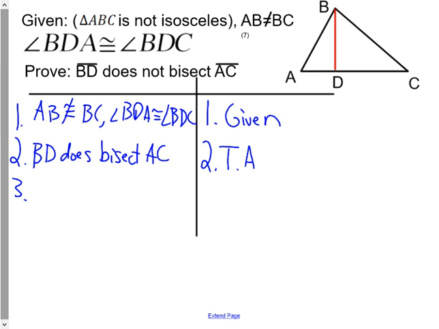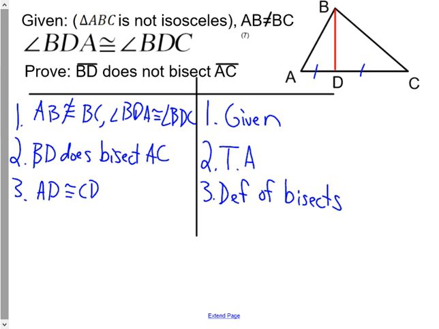So what does it mean for something to bisect something else? We've got to use our definition of bisect. And you also want to label your diagram for this one, because this is a triangle that's not isosceles. We might need some information. So BD bisects AC, these are congruent. And looking at the diagram, they look like they shouldn't be. That is correct, they shouldn't be. This is part of our contradicting. Next, what else is in the given? BDA congruent to BDC. That's in our given. So looking at my diagram, what's missing?